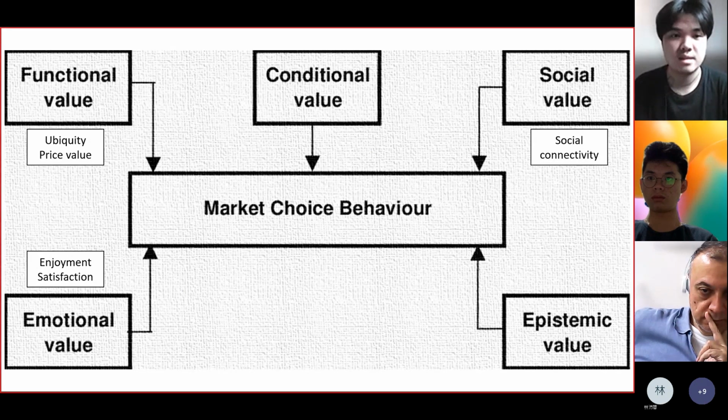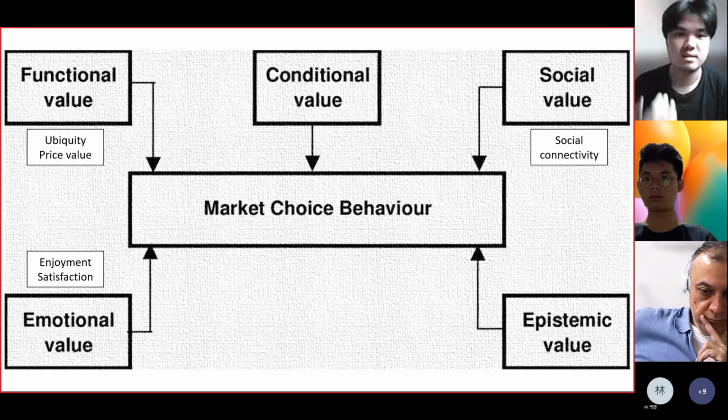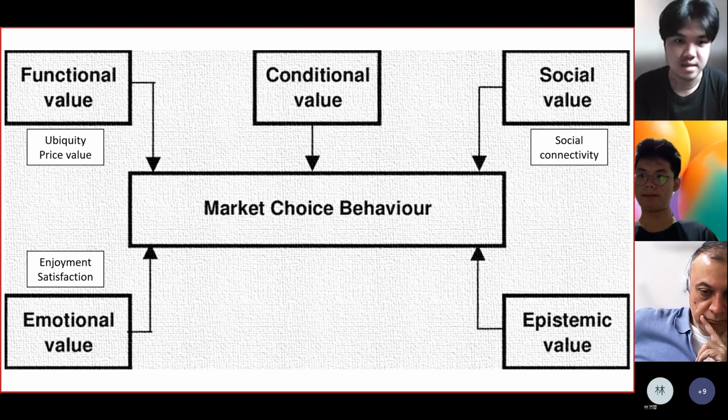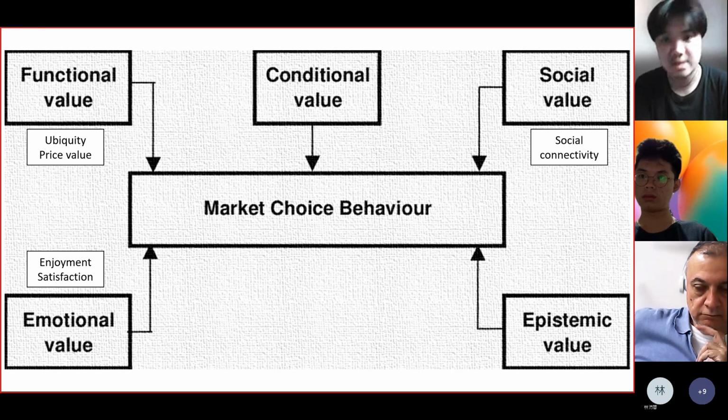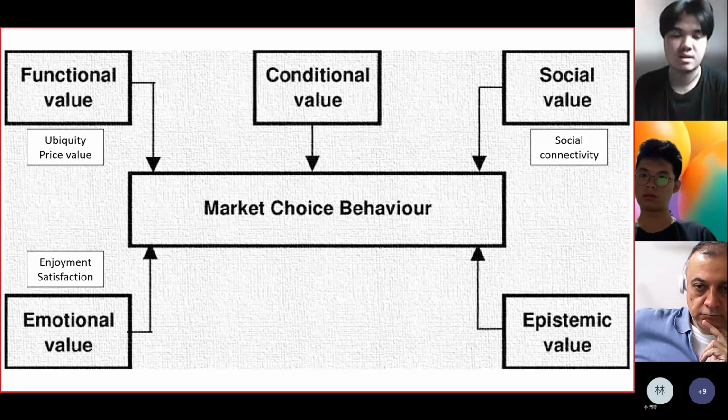The fourth one is epistemic value, defined as the perceived utility acquired from an alternative's capacity to arouse curiosity, provide novelty and or satisfy a desire for new knowledge. And the last one is conditional value, defined as the perceived utility acquired by an alternative as the result of a specific situation or a set of circumstances facing the choice maker. In this case, we will not use the last two dimensions of value because they do not fit well enough with the Discord application. Okay, next.